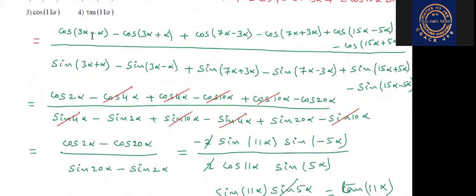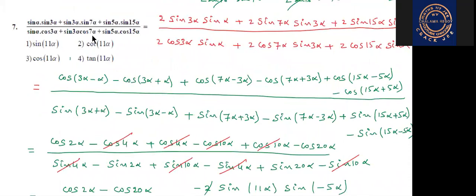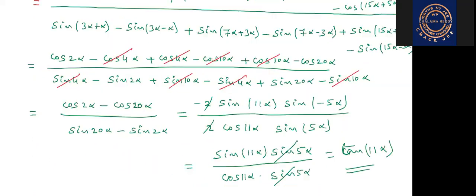Yes or no? Students, see which option is correct. The fourth option is correct. Small correction: 20 minus 2, how much? 18. 18 by 2, that is 9. Here I have written 5. This is not 5, it is 9. Yes or no? C minus D by 2: 2 minus 20, minus 18 by 2, minus 9 alpha. Here we are done, small mistake. Okay.